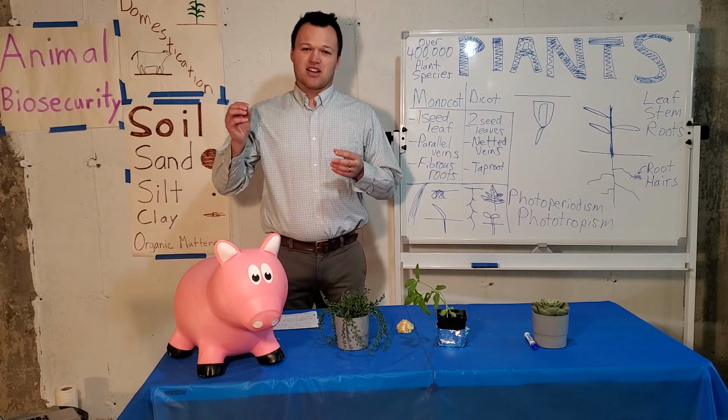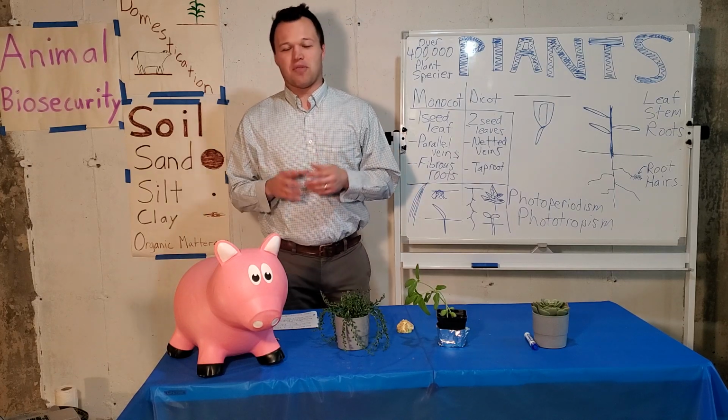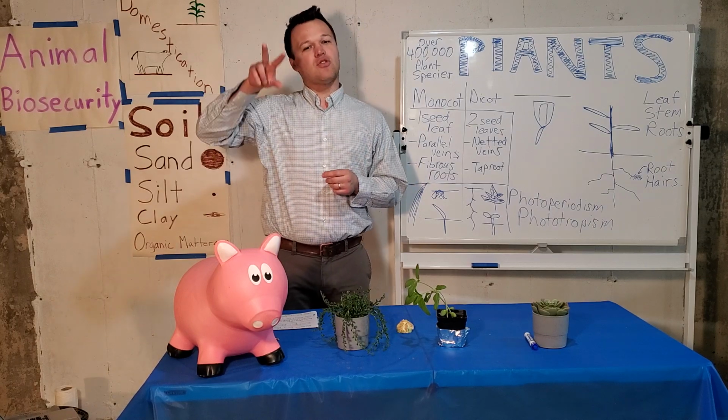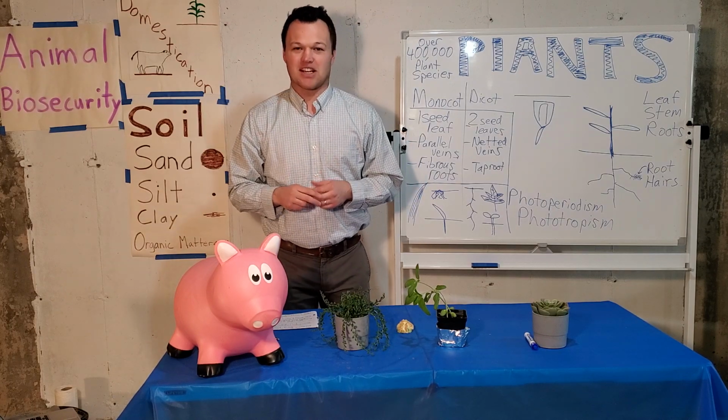But Carl Linnaeus is the grandfather of all plant classification systems. He came up with the dichotomous key, which is a two-way naming system for all plants based on their physical characteristics.